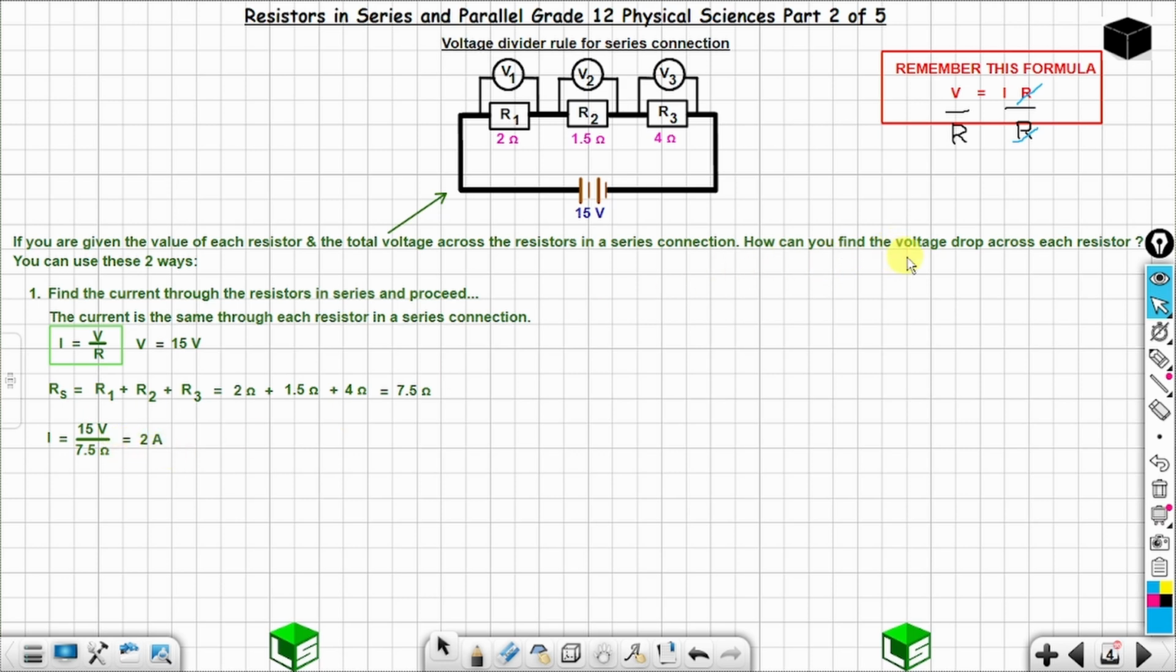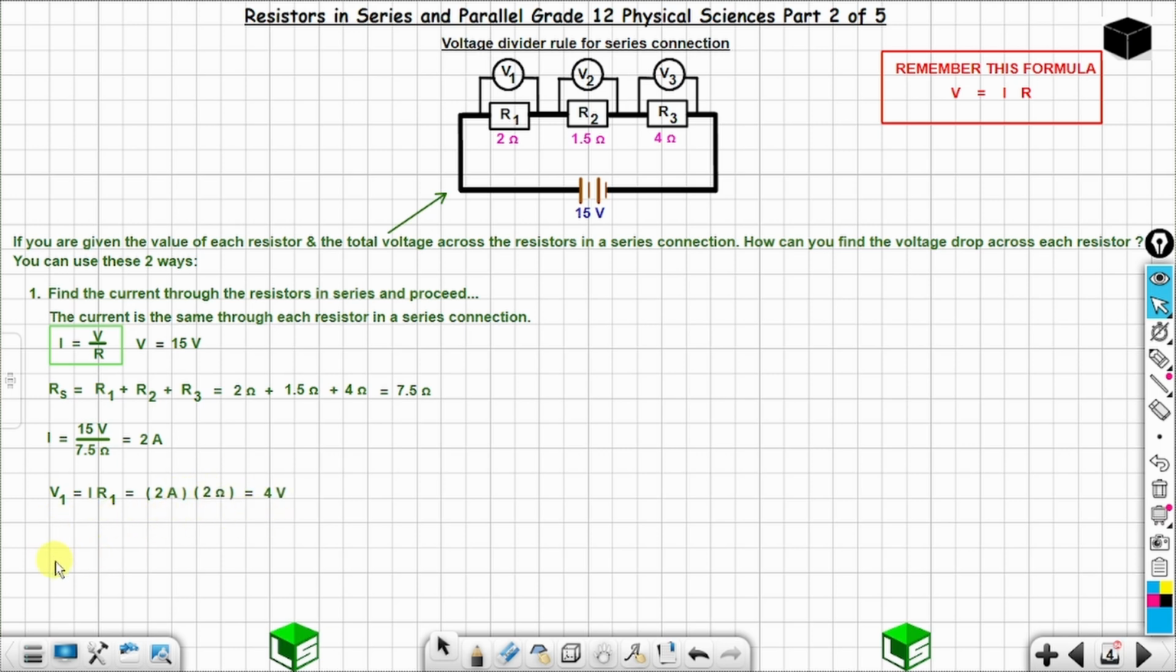Now you are going to find the voltage drop across each resistor. You are going to use this formula to find the voltage drop. V1 is equal to the current, and the current is the same in a series connection, times R1. When you are calculating V1, you need R1. This is equal to I, which is 2, times R1. R1 is equal to 2 ohms. You are going to have 4 volts.